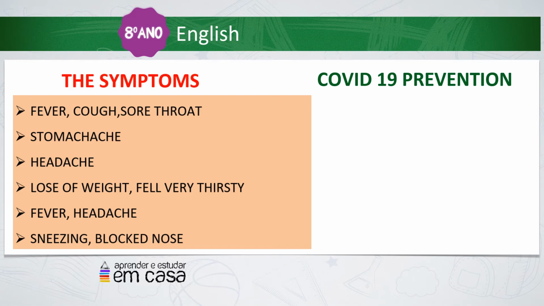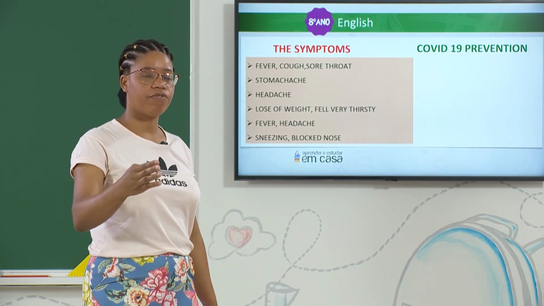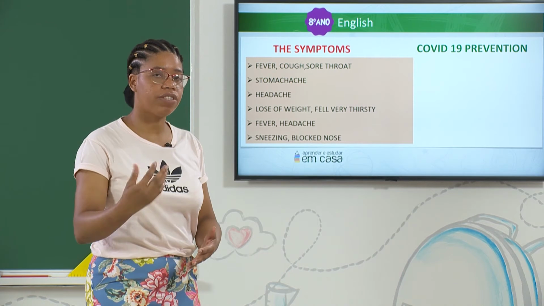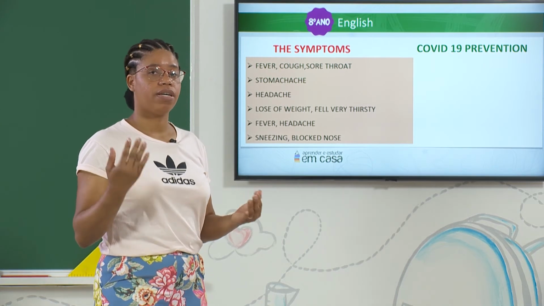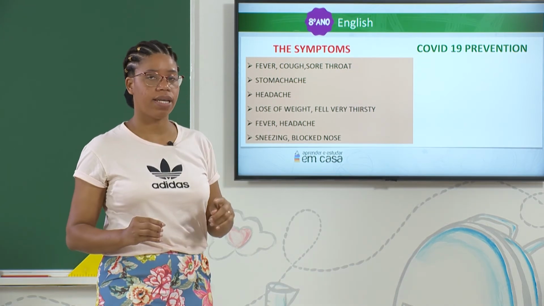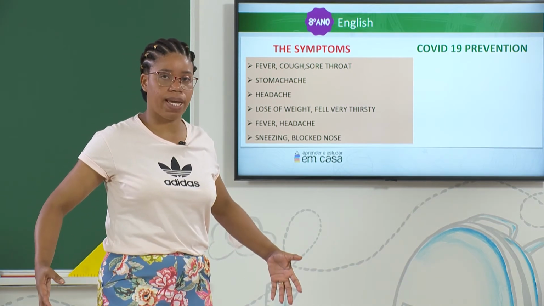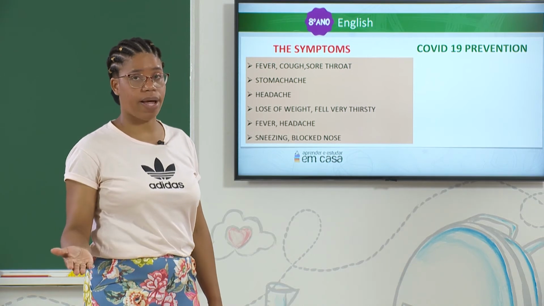Now we see loss of weight and feeling very thirsty. These two symptoms are the ones that come from diabetes. If you are feeling very thirsty, most of the time or very often, go to a doctor and check if you have diabetes or not. Okay, when a person has diabetes, they start losing weight, and there are some people that have diabetes and they get too fat. Okay, fever and headache may be the symptoms of allergy or infection as well.